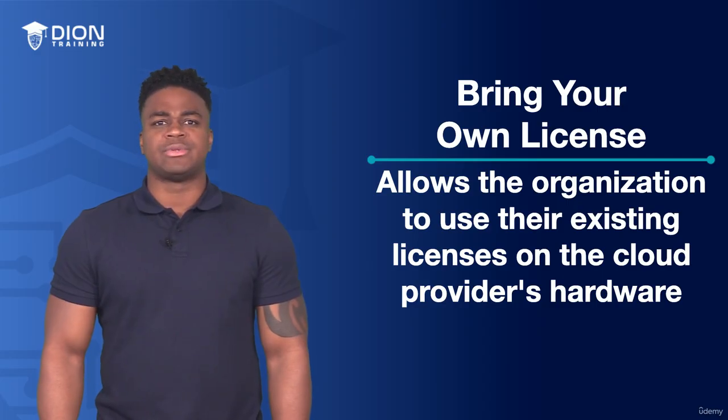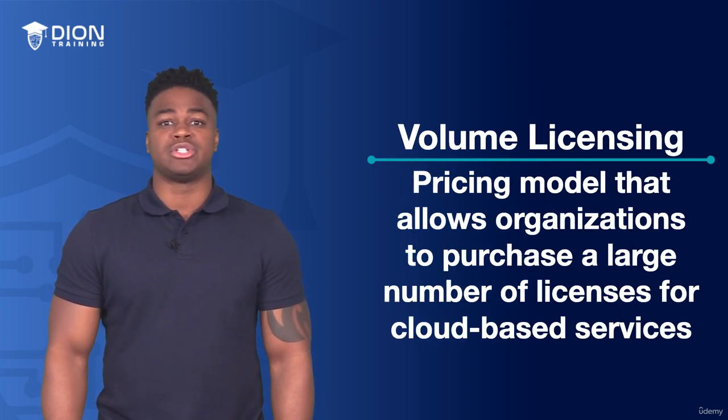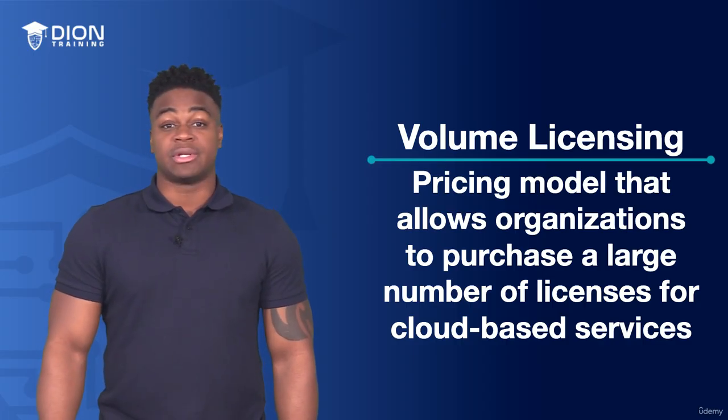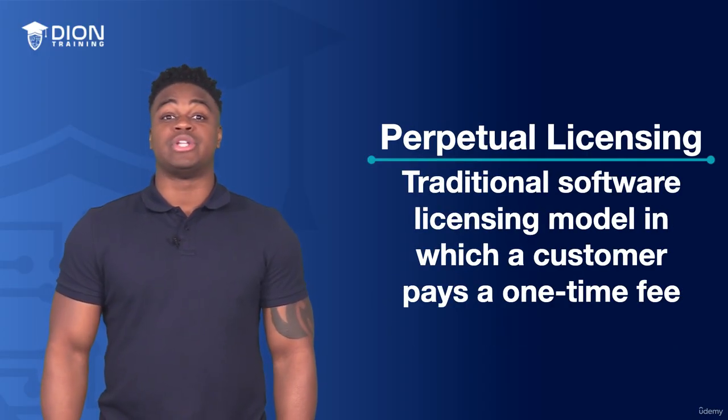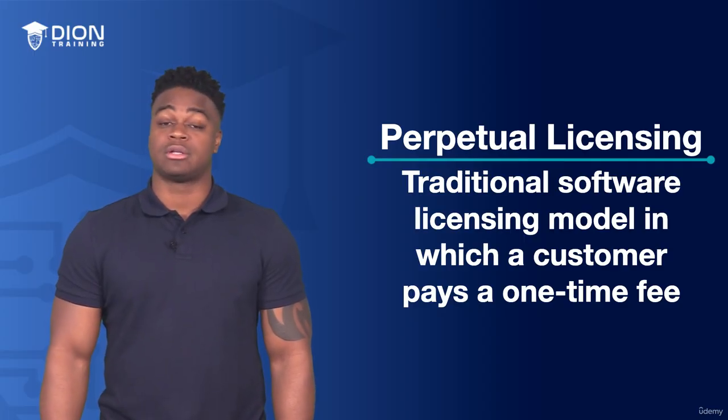Bring your own license option allows organizations to use existing licenses on the cloud provider's hardware. Volume licensing is a pricing model that allows organizations to purchase a large number of licenses for cloud-based services, such as software as a service applications or infrastructure as a service offerings at a discounted price. Perpetual licensing refers to a traditional software licensing model in which customers pay a one-time fee for the perpetual right to use a software product.